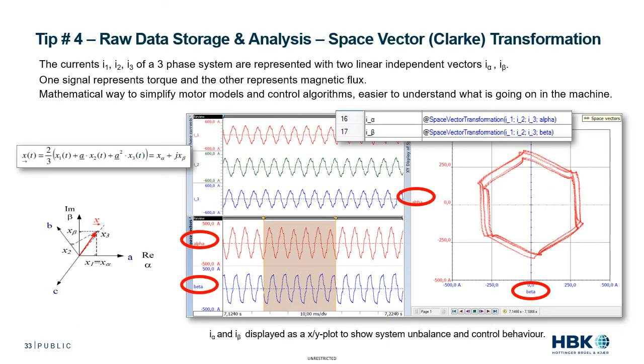Here's an analysis example of space vector or Clarke transformation. Space vectors are a mathematical way to simplify the system from a 3-phase system to 2 entities. So the 3 currents seen in the upper left are converted to I alpha and I beta seen in the lower left. One signal represents torque and the other represents magnetic flux. Displaying the 2 signals, I alpha and I beta, in an XY plot shows any unbalance and the control behavior.